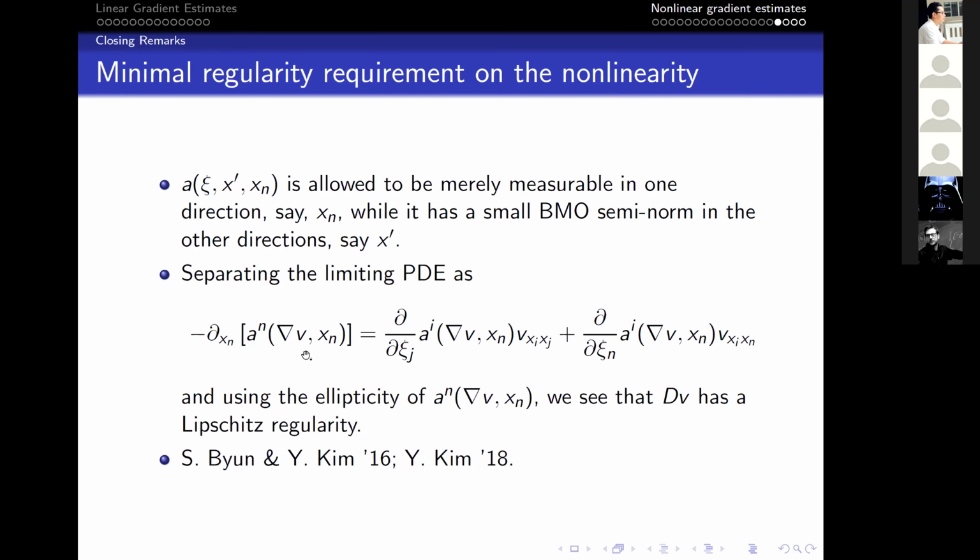And then we go back to the standard approach by using the maximal function, and we can still prove the Calderon-Zygmund estimate. This is done with my former PhD student, Yu Chang Kim. And of course, this is only for the elliptic case.